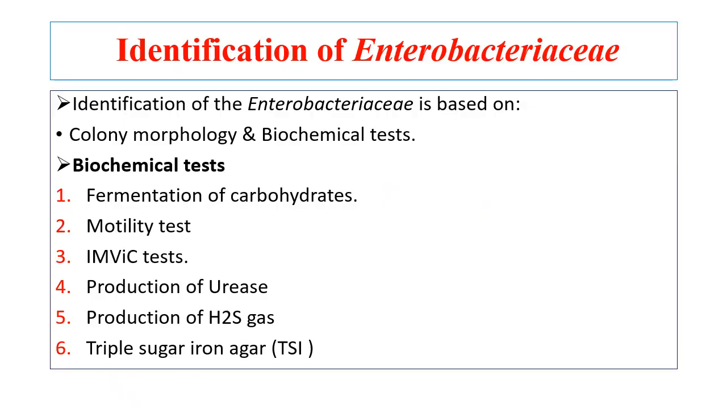We can identify this family of bacteria in the lab by colony morphology and biochemical tests. The biochemical tests include carbohydrate fermentation, motility test, MVIC test, urease production, hydrogen sulfide production, and triple sugar iron. We first observe how the bacteria grow in a culture media, then confirm the identity using biochemical reactions.